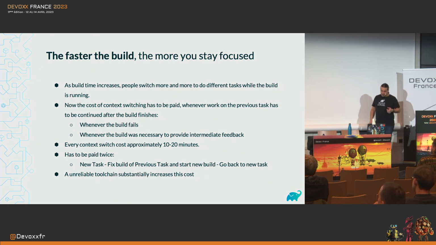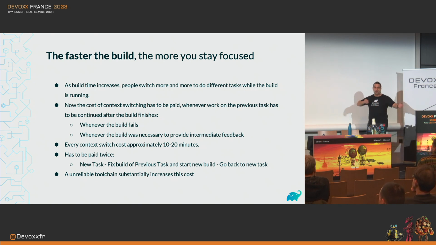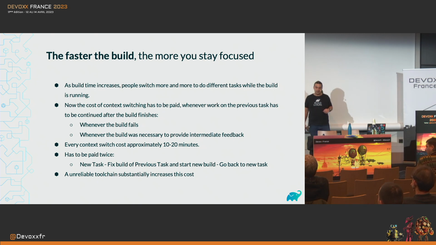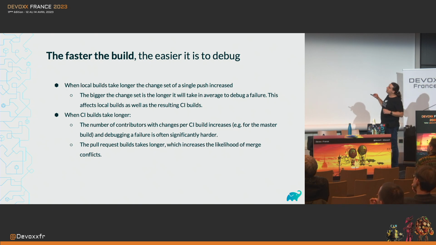New task, and then fix the build of a previous task and start a new build, go back to the new task, all right? So that's like two context switches just to run a single build. And an unreliable tool chain is going to significantly increase this cost. When local builds take longer, the change set of a single push is increased.